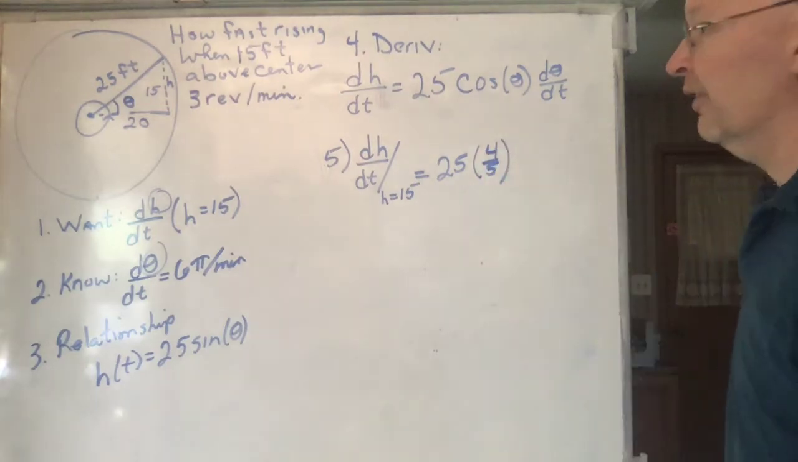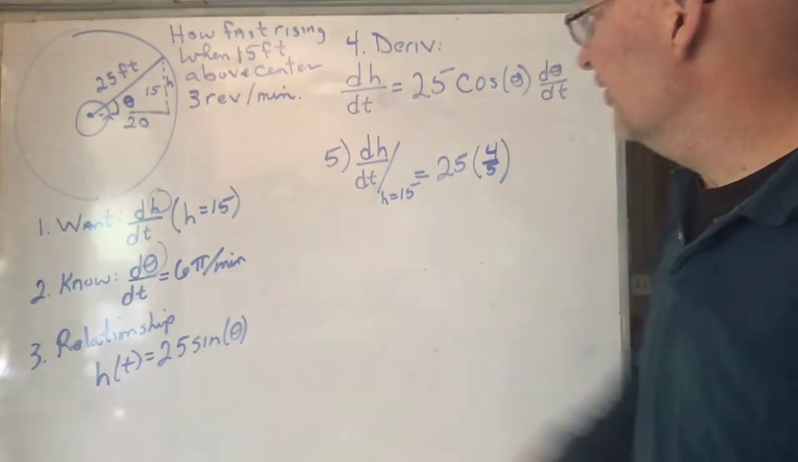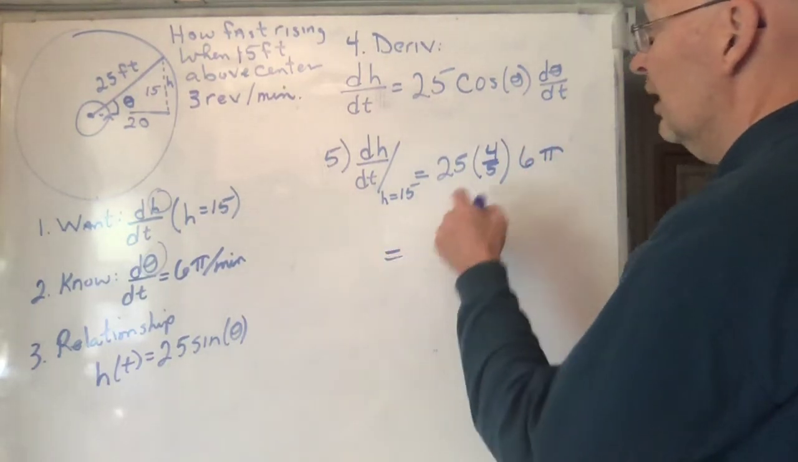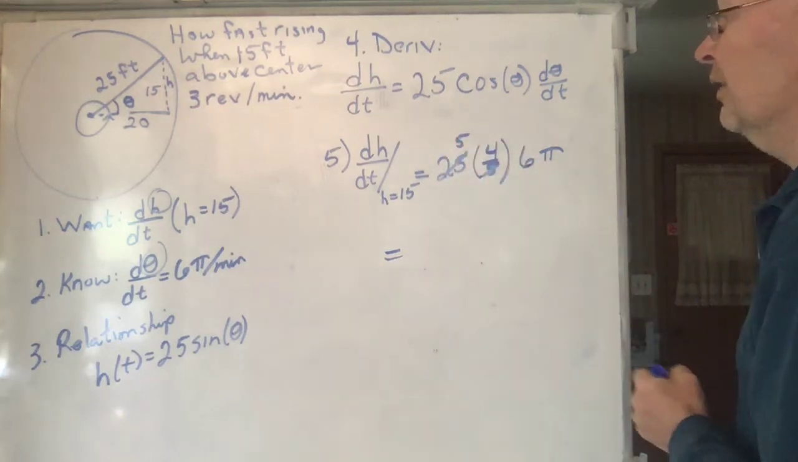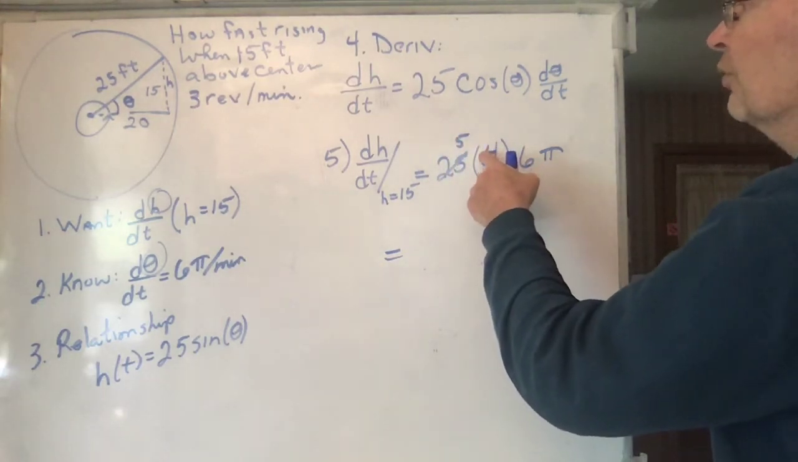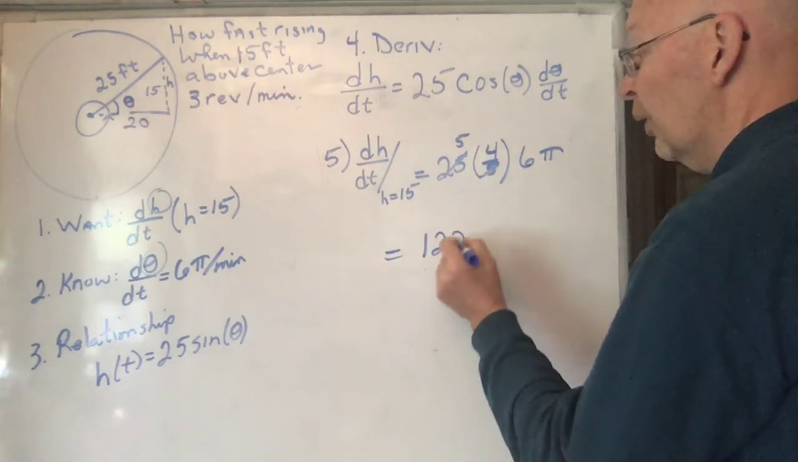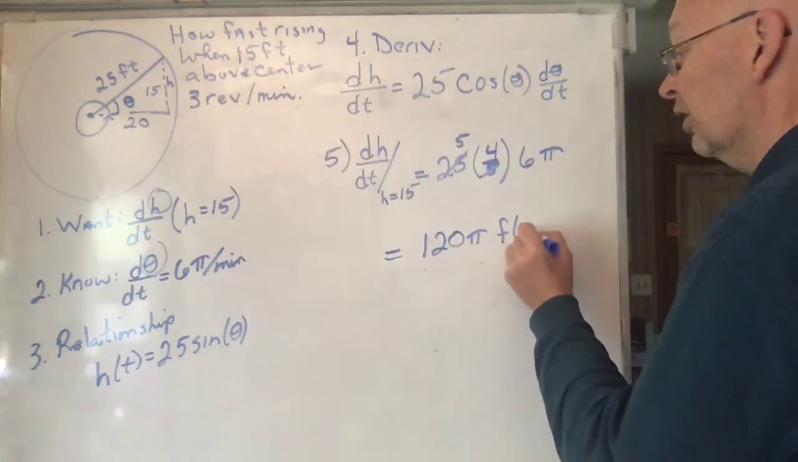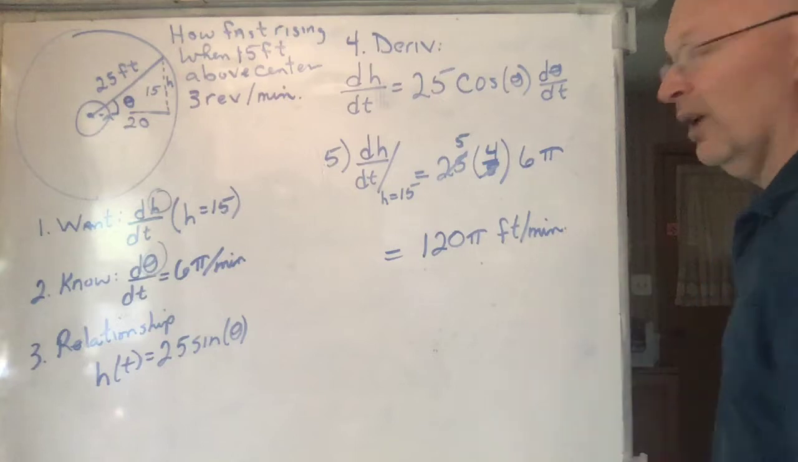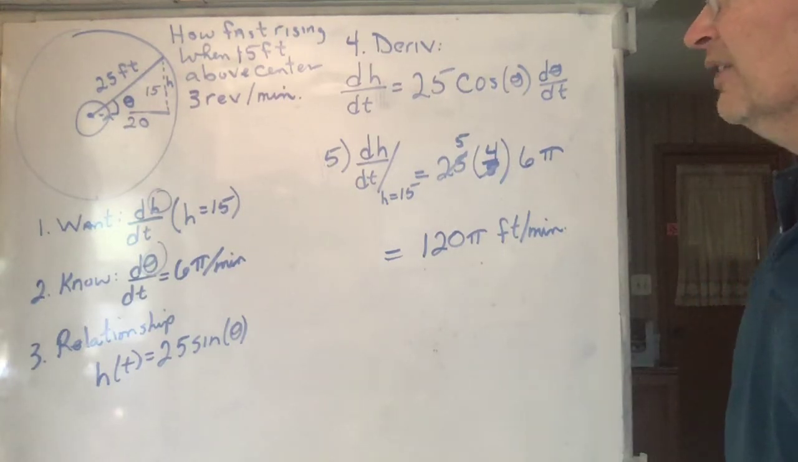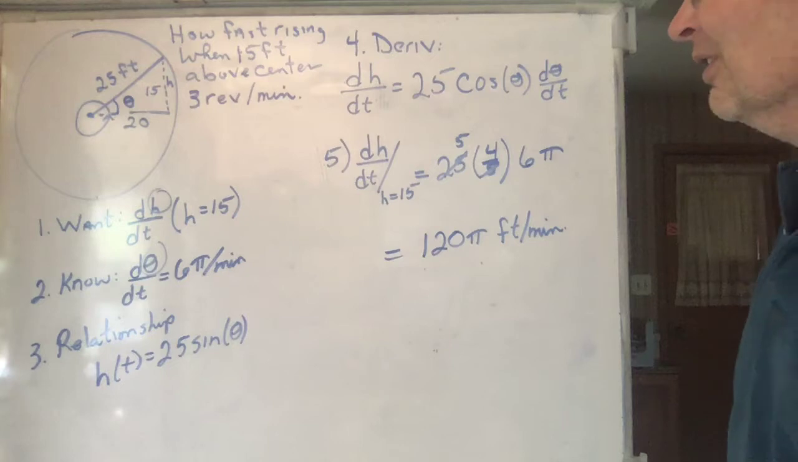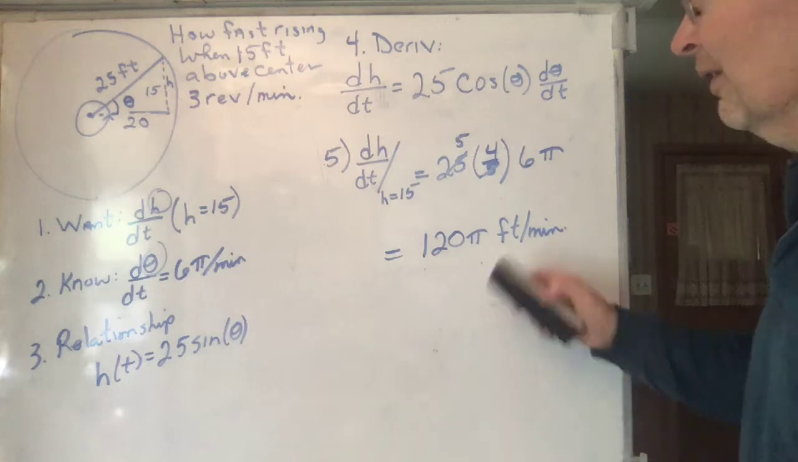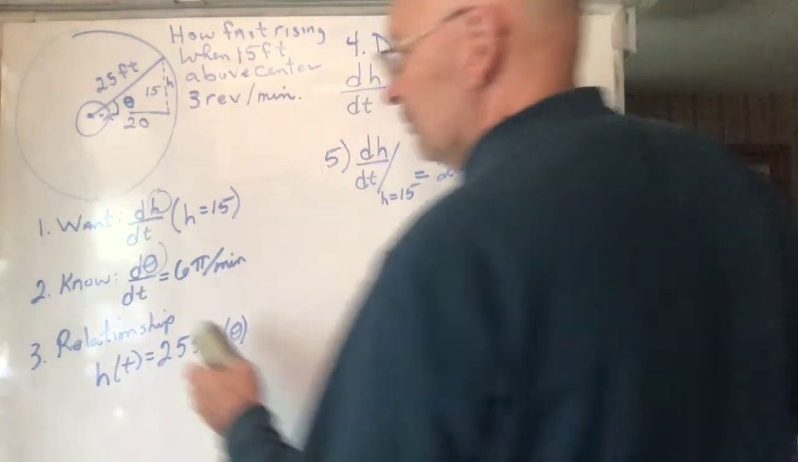So you just have 4/5 there, and then d theta dt is 6 pi. So that's all there is to it. And so that's going to be, cancel this with this, and you get 5. 5 times 4 is 20. 20 times 6 is 120 pi. And I guess the units would be, this is feet, so it's going to be feet per minute. So if you want to, go ahead and calculate that and see how fast you're rising. I think you're going at a fairly good clip, like 4 miles an hour or something like that, if I remember this problem. But anyway, there it is right there. Okay, so kind of a nice one.